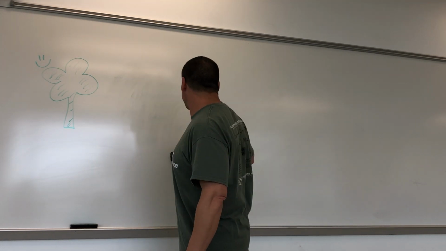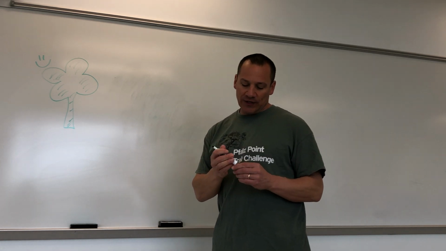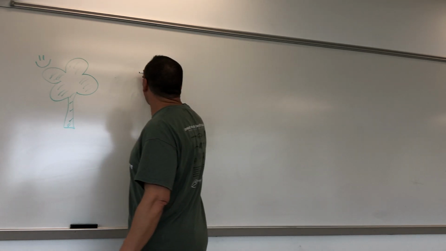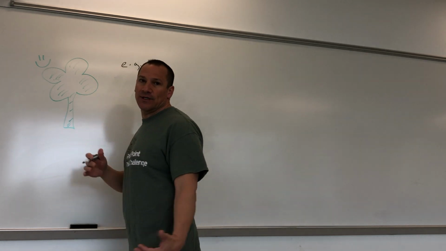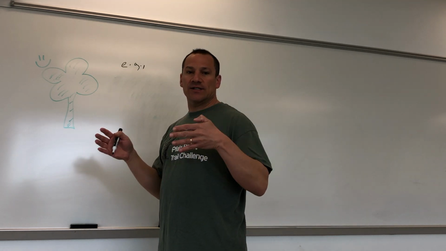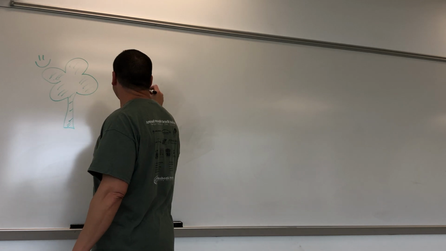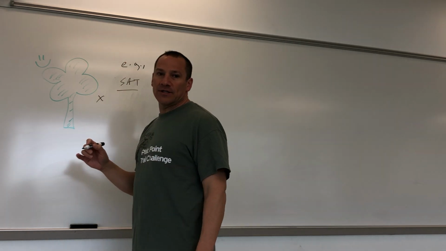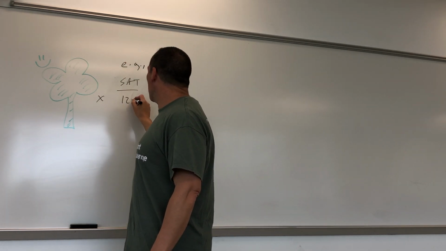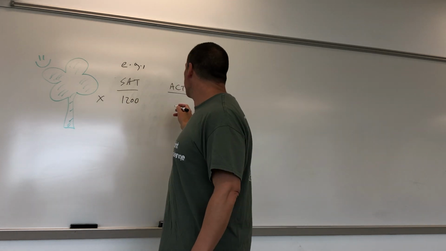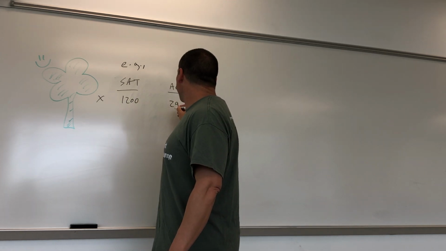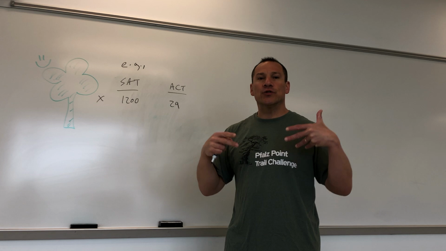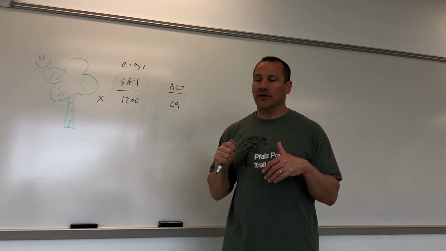So z-scores allow us to conceptualize a raw score in a standardized way, regardless of what scale it comes from. So imagine this scenario. E.g., remember, e.g. is a Latinism meaning for example. Imagine you take your SAT and you take your ACT. And imagine your score on the SAT is 1200, and your score on the ACT is 29. And you're trying to figure out which one to send to schools when you're applying for college.